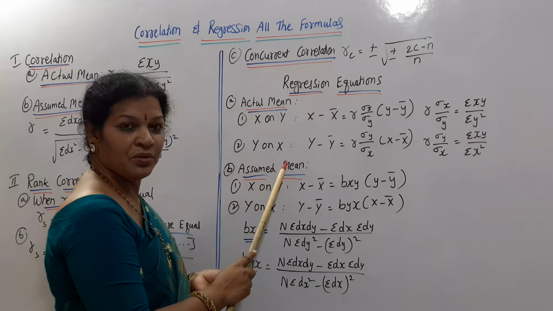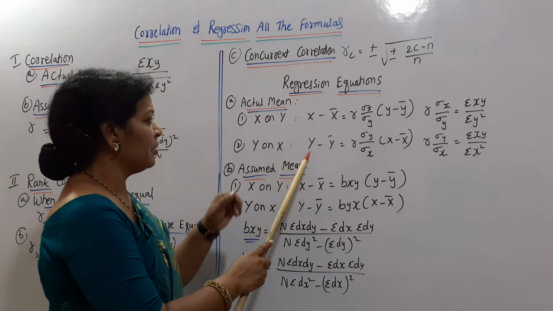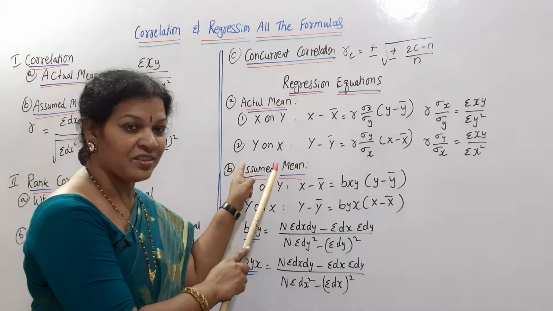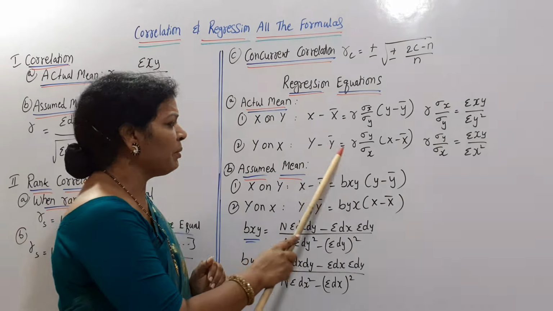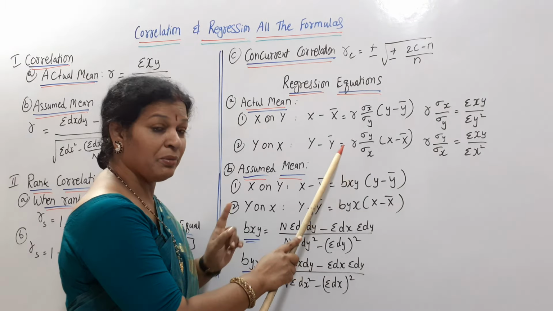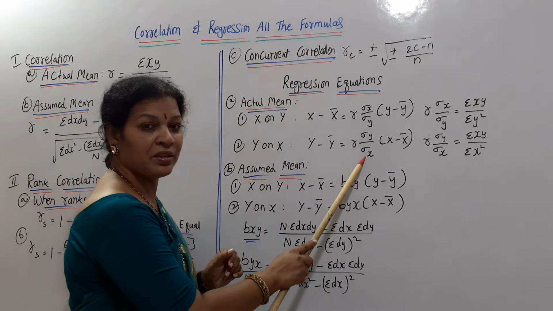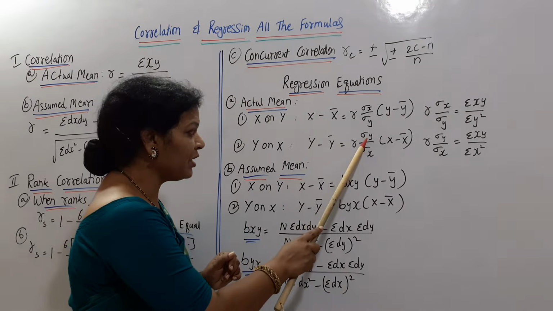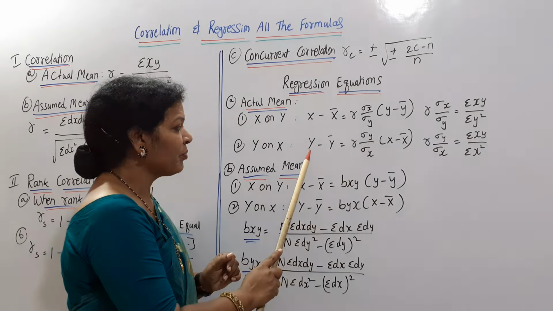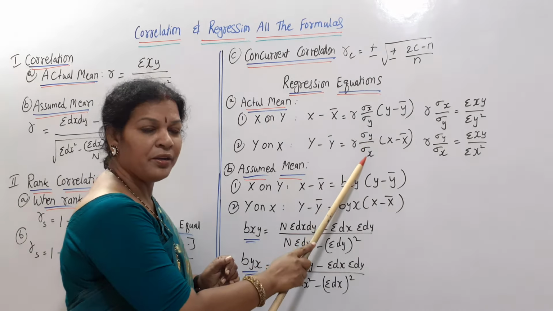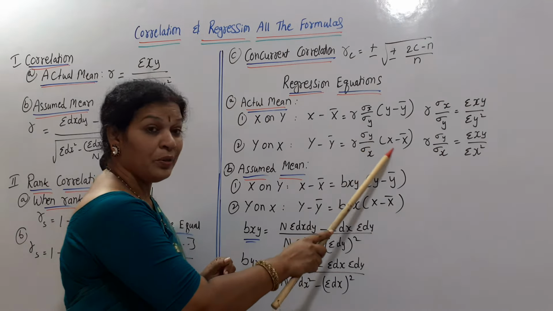Y on x equation formula is the regression equation of y on x. So we will start with y only. Y minus y bar is equal to r into rho y by rho x. This is y on x, so we are taking here rho y, standard deviation of y. Y minus y bar is equal to r into rho y by rho x into x minus x bar.